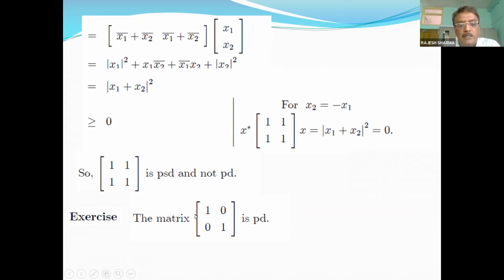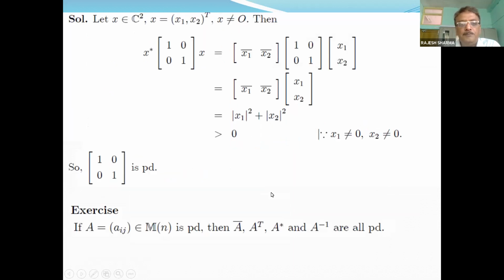Now this simple example, the diagonal unit matrix, is positive definite. Again, we can show this by using the definition. X star Ax we calculate from here, and this comes out to be mod x1 square plus mod x2 square. Now when x is not equal to 0, then either x1 or x2 is not equal to 0. So this is always strictly greater than 0. So this matrix is positive definite.